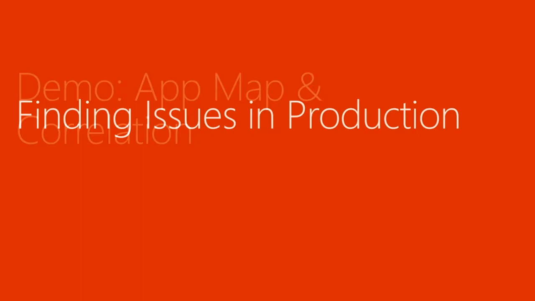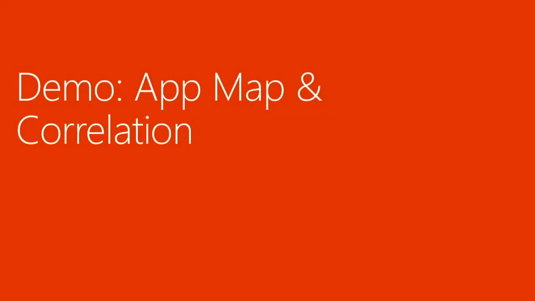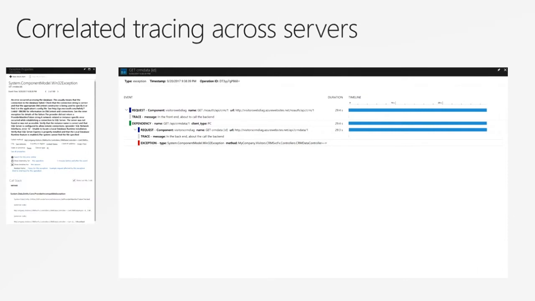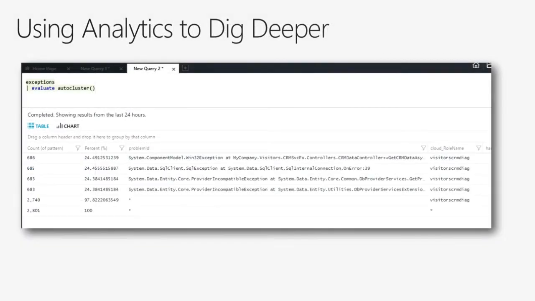Go back to my presentation here. Okay, so what did we just see? So we saw how you could use the application map and the correlation features to pinpoint the server that's failing, and how you can use that error pane on the right-hand side to quickly drill into the failures and the exceptions that are happening. We saw how you could use the correlated tracing to get that full story of what's happening for a particular exception or failure across your servers. And then how you can use analytics and some of those neat machine learning and clustering capabilities to dig deeper into the raw data to get down to the source of what's happening.